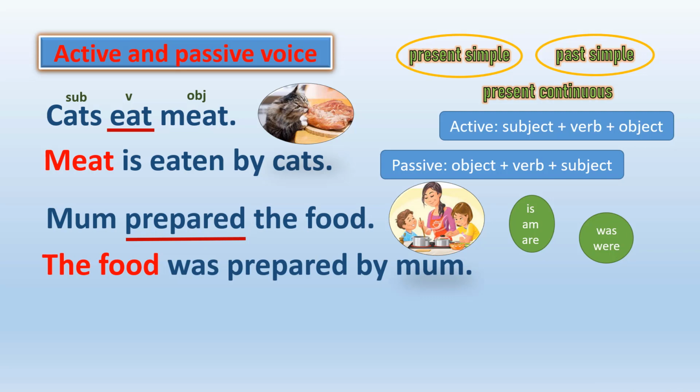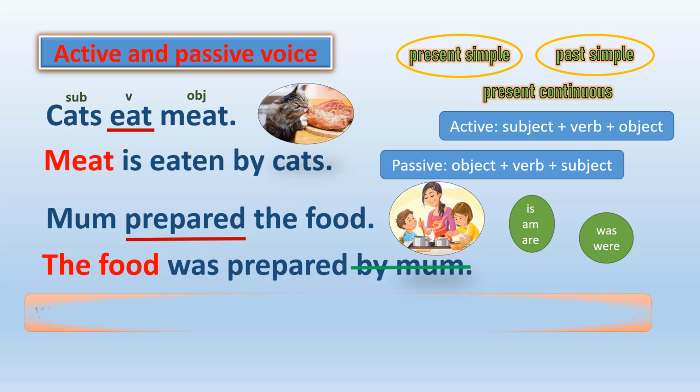Now, if the subject is important, we can use it in the sentence, and if it is not important or if it is known, لو كان معروف أو كان غير مهم، فبالتالي لا داعي لاستخدام الفاعل. فنقول the food was prepared without saying by mom.